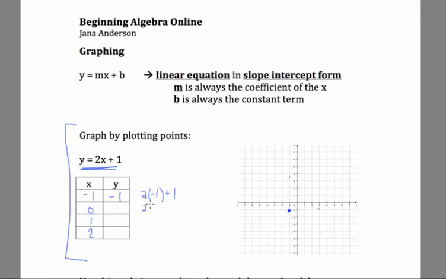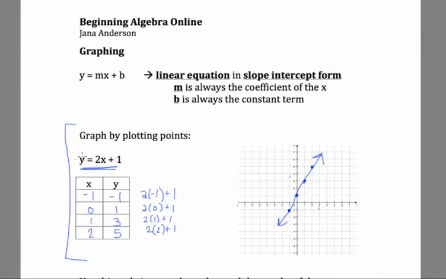If I plug 0 in, I get the point 0, 1. If I plug 1 in, I get the point 1, 3, and so on. I'm an awful straight line drawer, sorry.